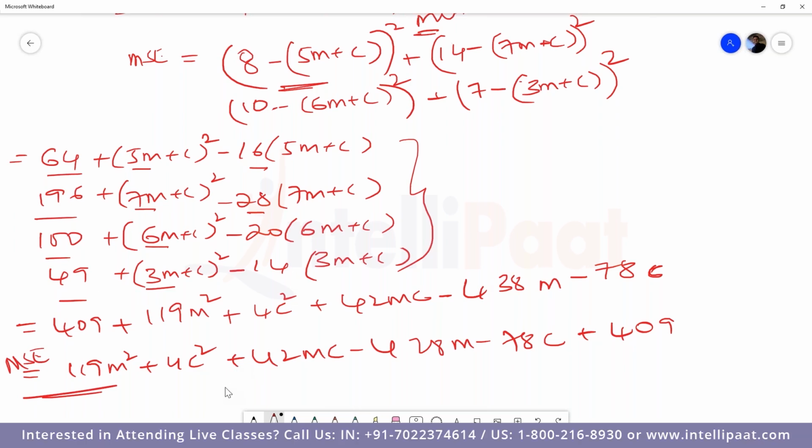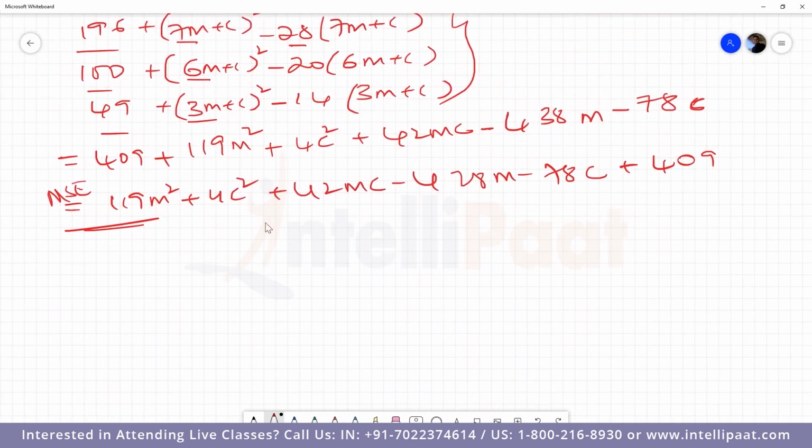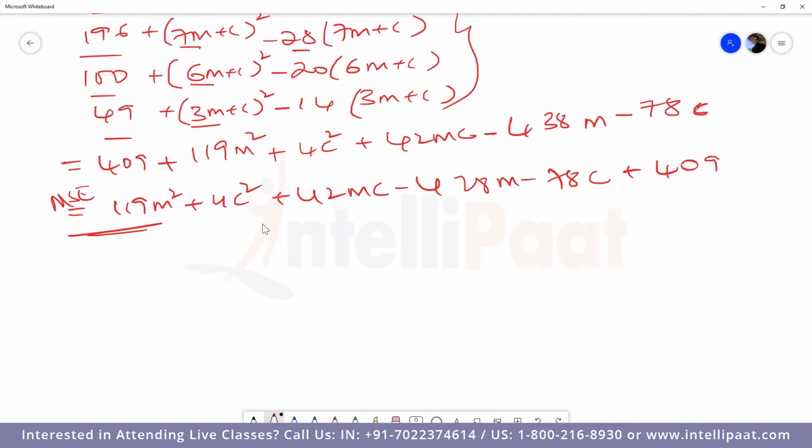So we've all got the equation, but now what to do with this equation? So what does this equation give me? This equation is basically, if you actually think of this, a second degree polynomial in M and C. So if you forget about these terms for a minute, this basically looks like ax square plus bx plus c.